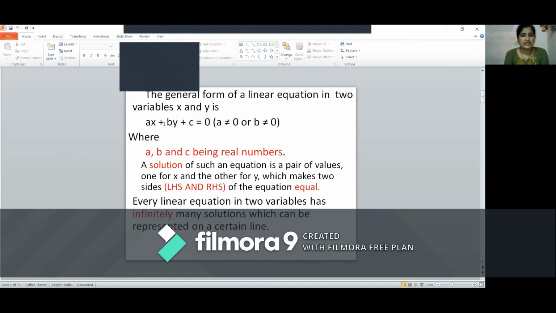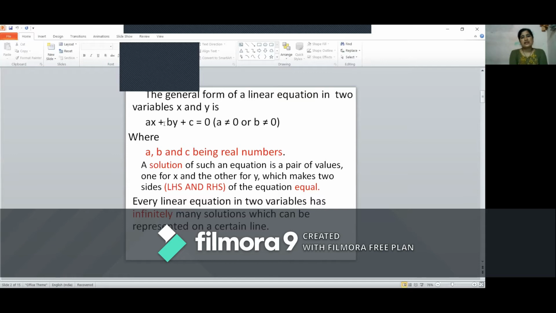The solution of a linear equation in two variables is nothing but the pair of values of x and y. It means we have to find the values of x and y which make the two sides of the given equation equal, that is, LHS equals RHS. The values of x and y should satisfy our given linear equation in two variables. Then we can say the values of x and y are the solution of the given linear equation.